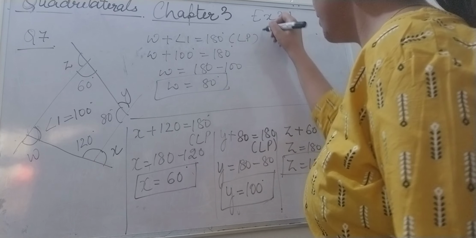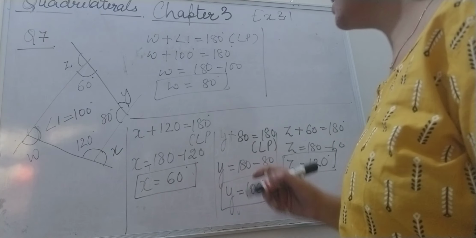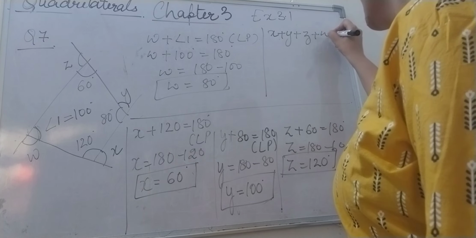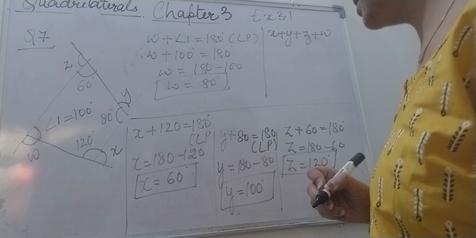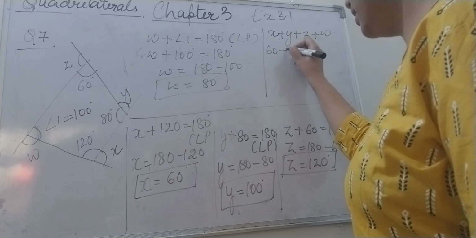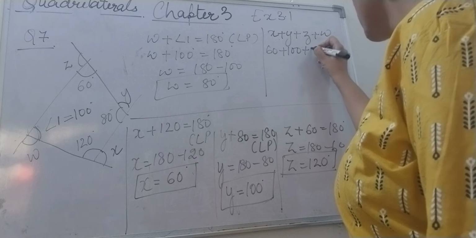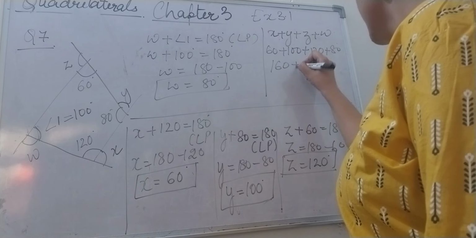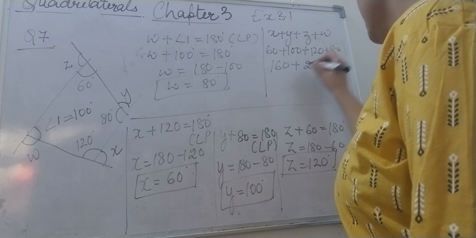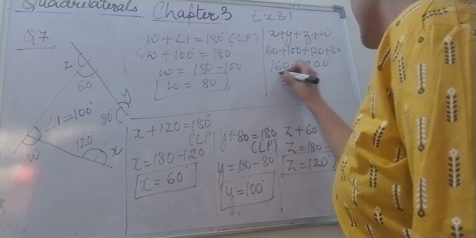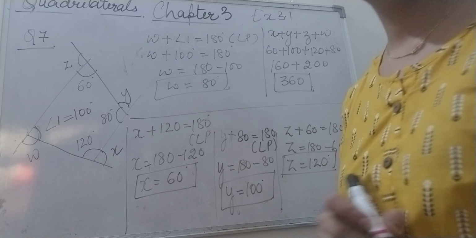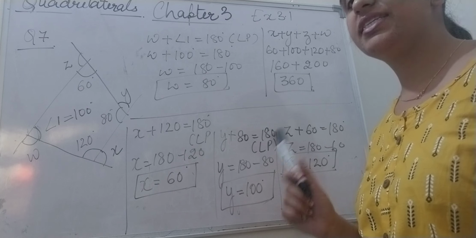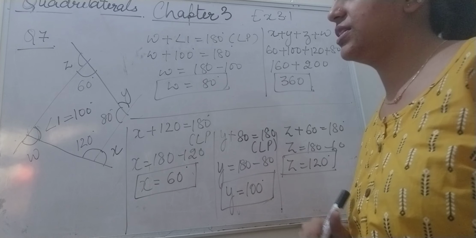Now you have to find the value of x plus y plus z plus w. Let us calculate 60 plus 100 plus 120 plus 80. It makes 160, it makes 280, makes 360. Yes, hence verified. It sums up to 360 degrees. That means if you take any polygon, its exterior angles sum up to 360 degrees.